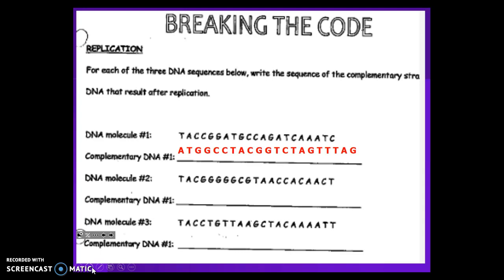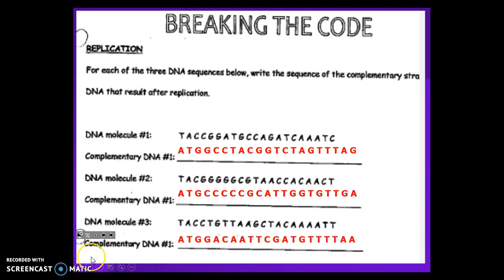Following the complementary base pair rules, we're going to move on to molecule 2. Your complementary DNA strand should have read ATG, CCC, CCG, CAT, TGG, TGT, TGA. Moving on to strand number 3, the complementary DNA strand should read ATG, GAC, AAT, TCG, ATG, TTT, TAA.